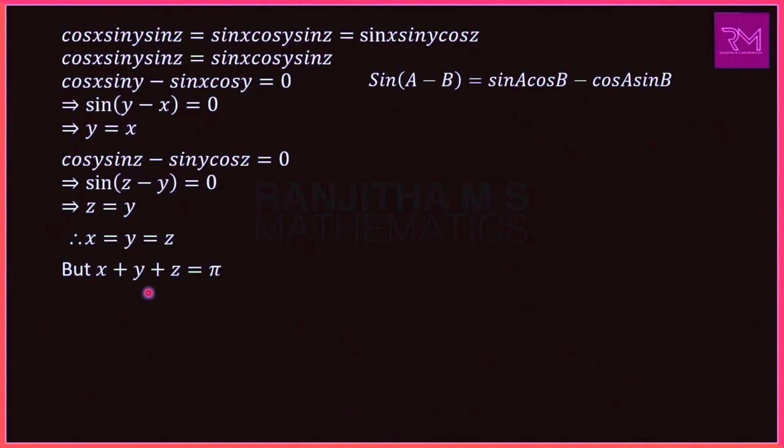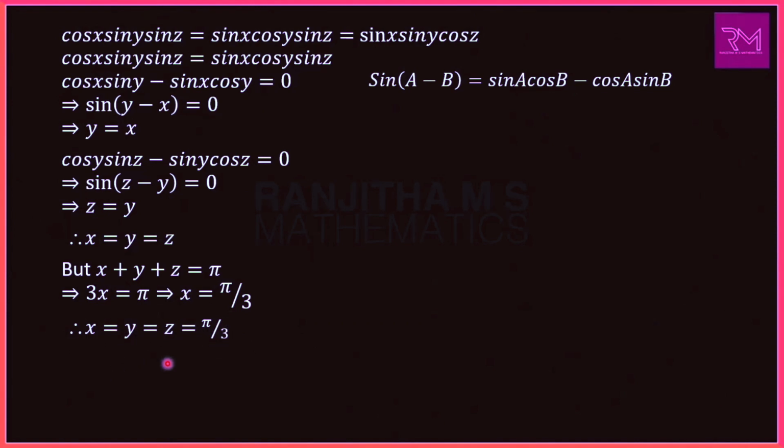Also we know that x plus y plus z is equal to pi. Substituting x equal to y equal to z in this equation, in place of y we substitute x, and in place of z we substitute x. Hence we get x plus x plus x, which is 3x, equal to pi, which implies x is equal to pi by 3. In a similar way, the y value is pi by 3 and the z value is also pi by 3. Since x is equal to y is equal to z, x value is pi by 3, y value is pi by 3, z value is pi by 3.